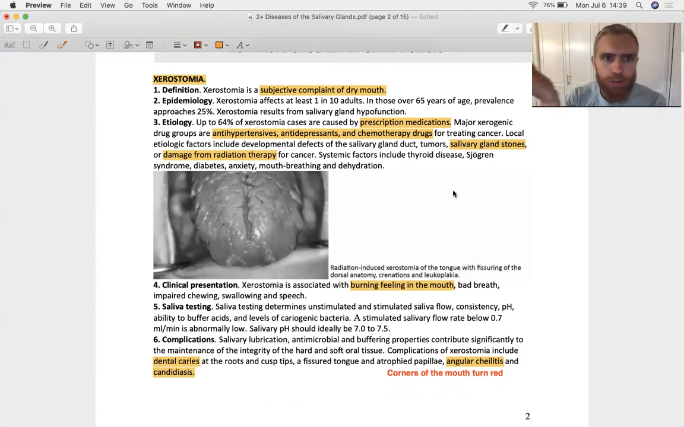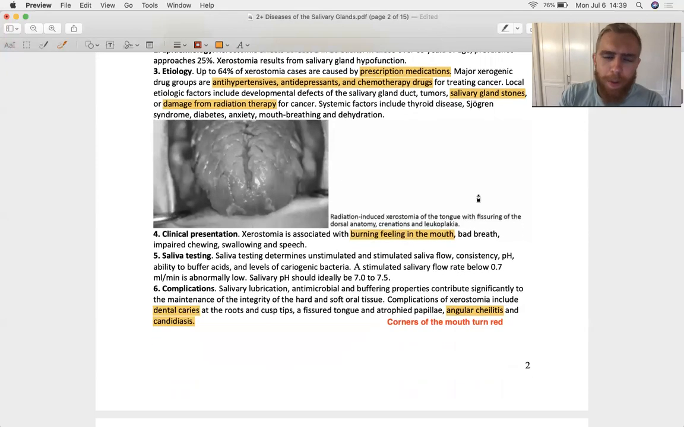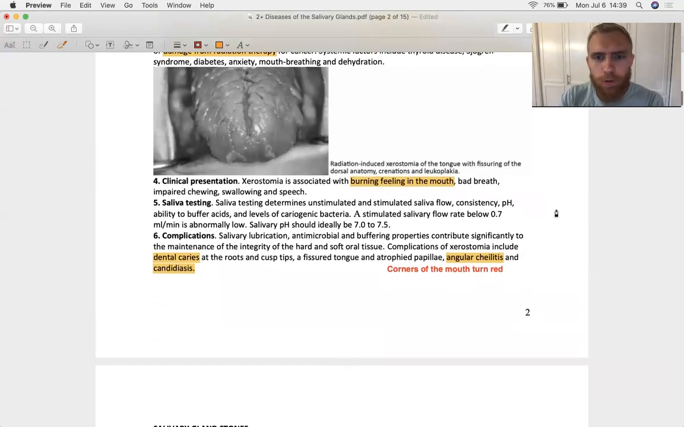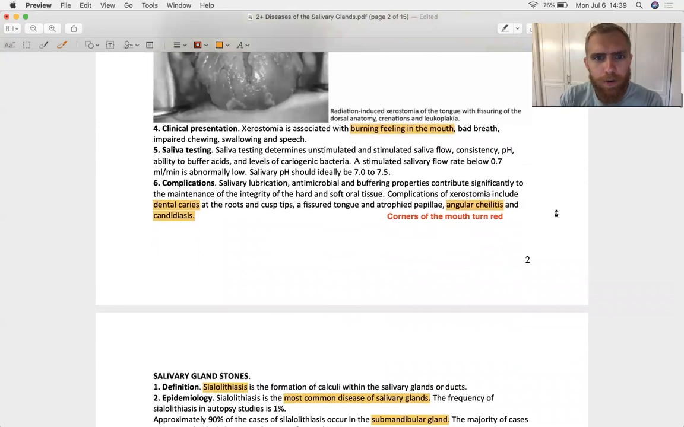You can also see xerostomia as an often primary presenting symptom of some systemic diseases such as Sjögren Syndrome, which we will talk about today, diabetes, anxiety, thyroid disease, and mouth breathing. But the good thing about mouth breathing is that it's solvable. Don't be a mouth breather.